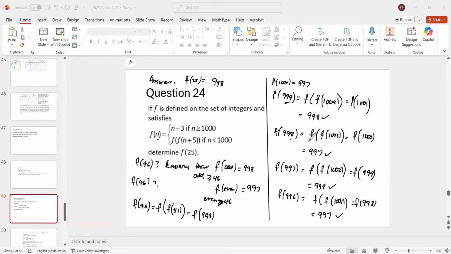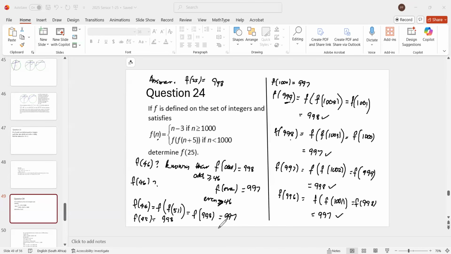And f of 998 we saw was 997. So for this even number here, it comes to 997. You see, just assuming only that it's true for all numbers bigger than 46. And if you try 45, you'll see that the same kind of calculation will lead to 998 again. So if it's true for all the above, it's also true for these.